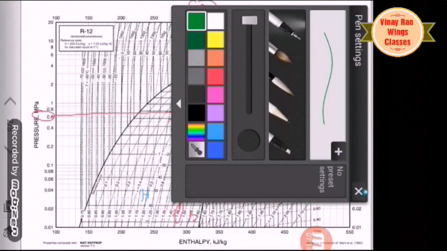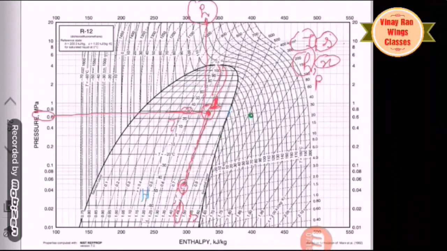After this, I want to take another point in the superheated region. This is point number 2. I have to calculate all the parameters here: temperature, entropy, enthalpy, dryness fraction, pressure. At this point the dryness fraction value is 1, because in the superheated region the dryness fraction lines are removed.